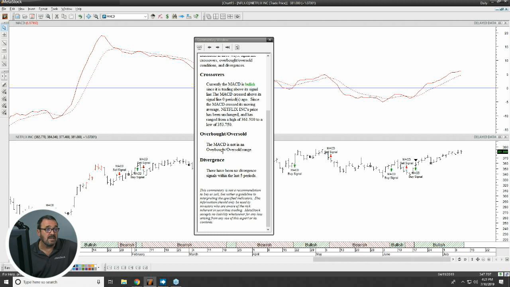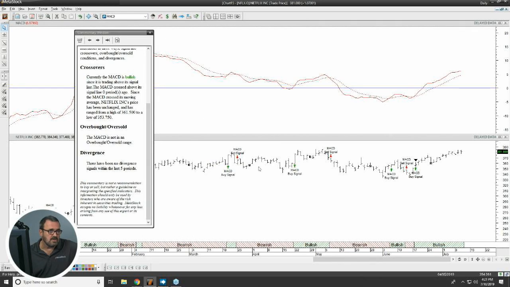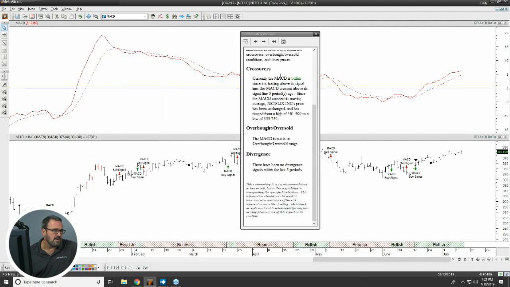It says the MACD is not in an overbought or oversold range. That occurs when you can see these colored bars, like right here. This would be an oversold, and if it were green, it would be an overbought range.